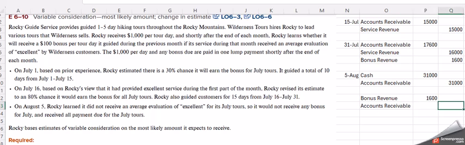So then we reversed it. So at the time we recorded it, we thought that there was an 80% chance we'd get it. So that's why we recorded it. But then when the truth comes in and we realize, hey, we're not going to get it, then we have to reverse it and take it off of our books.